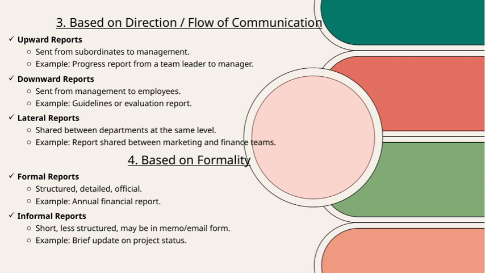Now, moving on to the second part of this slide, we differentiate reports based on their formality. Formal reports are structured, detailed, and official, like an annual financial report that provides comprehensive data and analysis. On the other hand, informal reports are shorter, less structured, and more casual. Think of quick updates on a project status sent via email or a brief memo. Recognizing whether a report should be formal or informal depends on its purpose and audience, which is crucial for effective communication within the organization.